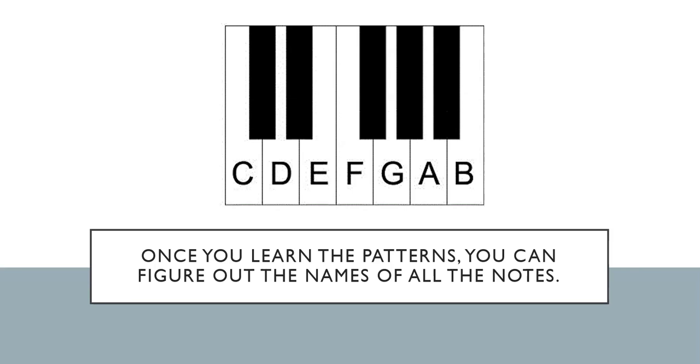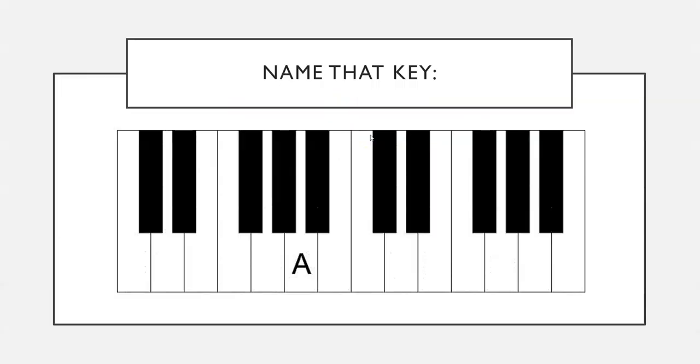Okay, cool. So once you learn the patterns on the piano, it's really easy to figure out all the names of the notes, because really all you need to know is just one grouping of that pattern. We've got 2 black notes, 3 black notes, and this is where all the letters of the alphabet sit next to all those black notes.